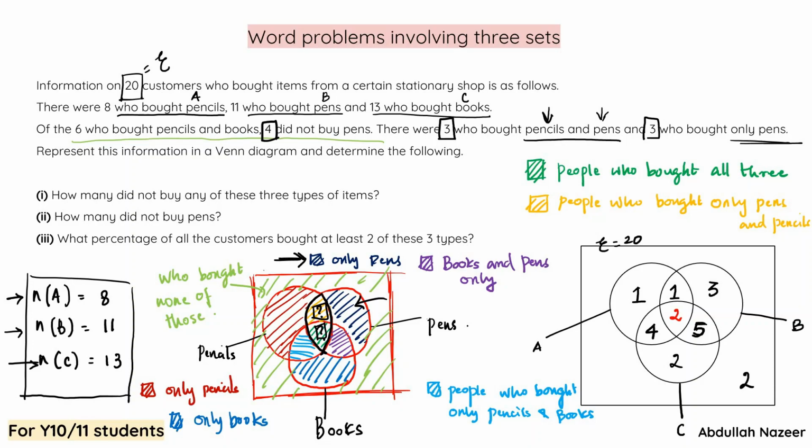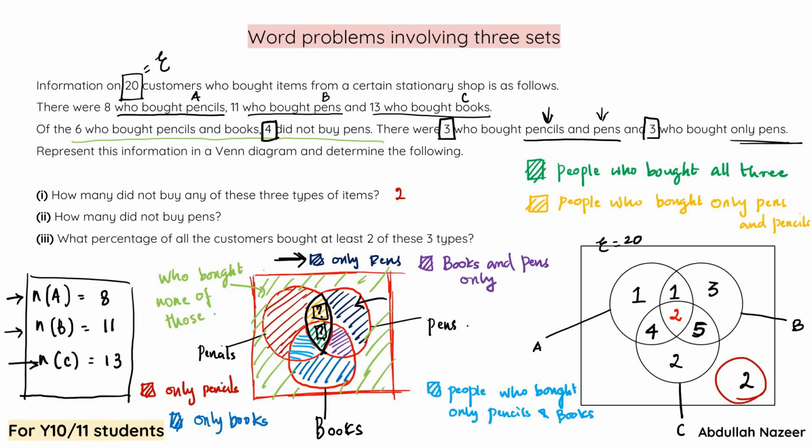Now that we've filled in the Venn diagram, let's go ahead and answer the questions. Question 1 says, how many did not buy any of these 3 types of items? And we've already said that people who bought none of these are the people who are outside, which is 2. So the answer to that is 2.